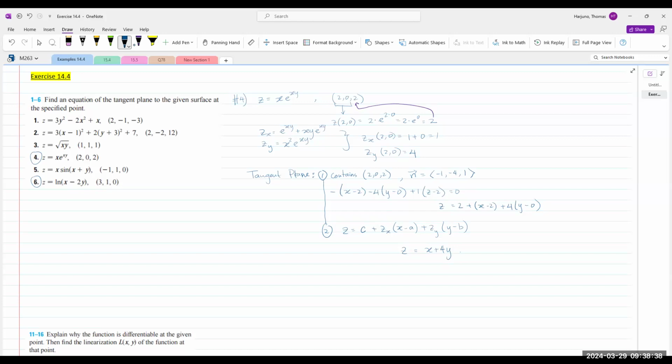Okay, number 6. So z sub x will be 1 over (x minus 2y) times 1. z sub y will be -2 over (x minus 2y). So z sub x at 3, 1 will be 3 minus 2, that's 1. And z sub y at 3, 1 will be -2. Okay, so the tangent plane will be 0 plus 1 times (x minus 3) plus, oh, I'm sorry, minus 2 times (y minus 1), which will give us x minus 2y minus 3 plus 2 minus 1.